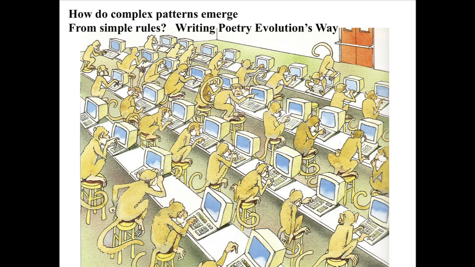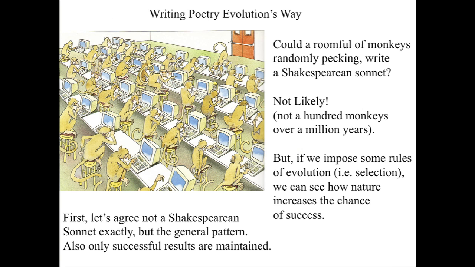Can we write poetry evolution's way? Could a room full of monkeys randomly pecking write a Shakespearean sonnet? Not very likely. Not 100 monkeys over 1 million years randomly pecking are likely to come up with a coherent, let alone beautiful, Shakespearean sonnet. But wait, what if we impose some rules, like evolution does, such as selection? And we can see how nature increases the chances of success.